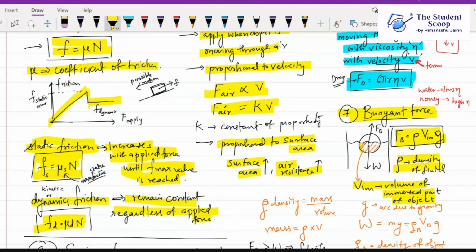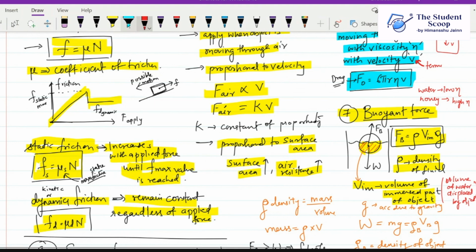So in this case, this part is immersed. We will only consider that much volume of the entire object because that is the volume of water displaced. So this has to be equal to the volume of water displaced by the object. Okay, so this is clear. And g is just the gravitational acceleration.